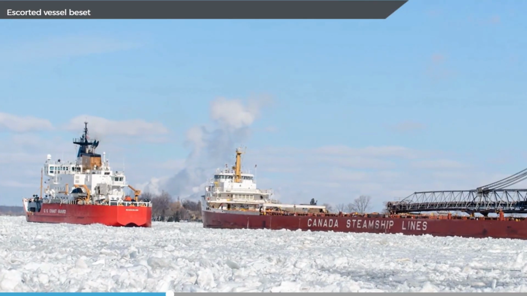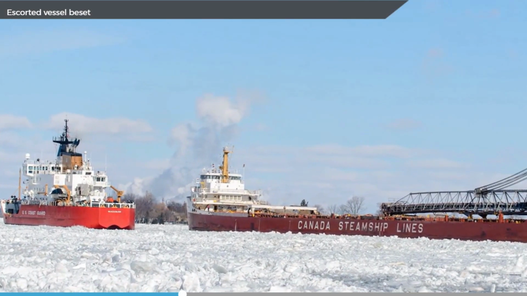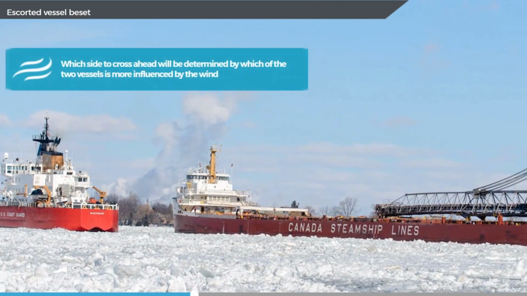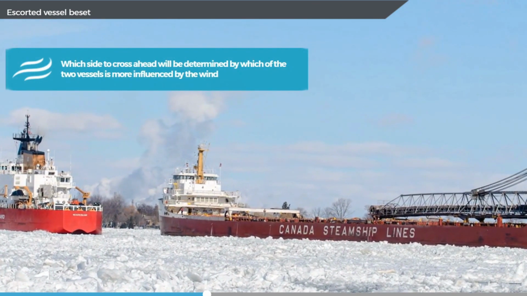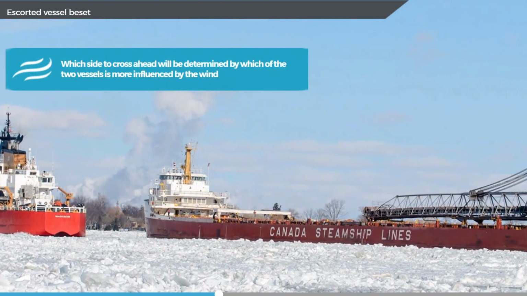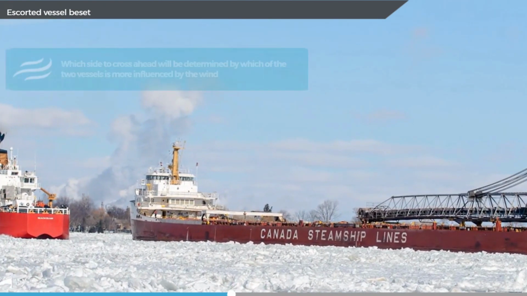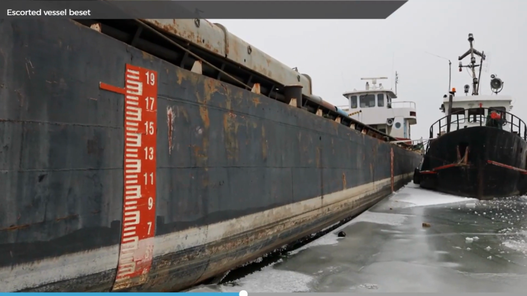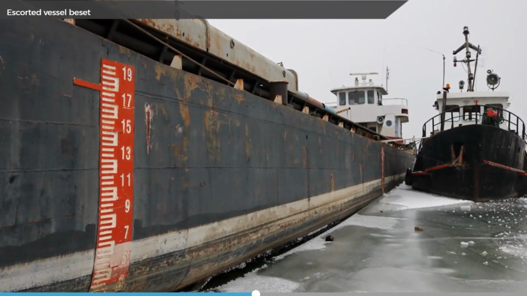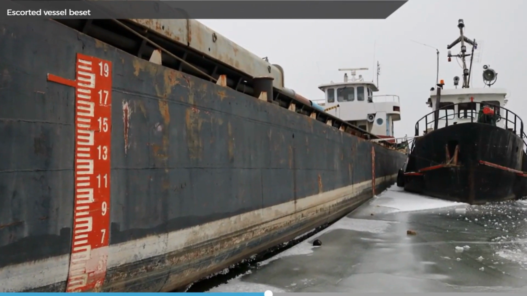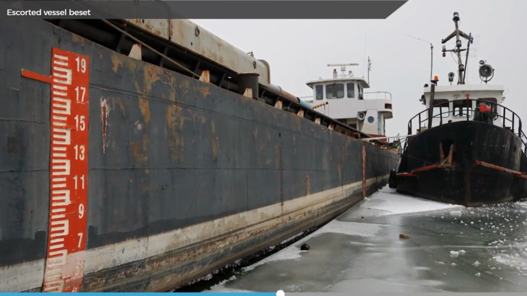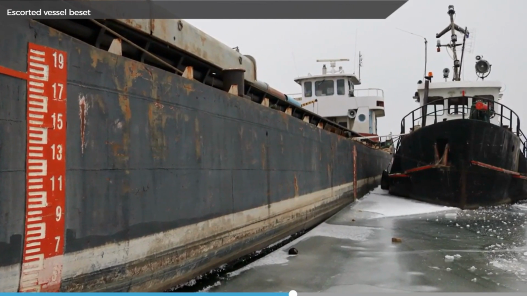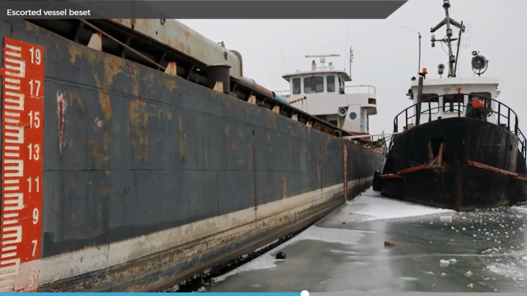The approach can be made on either side in moderate winds, but in strong winds, a decision as to which side to cross ahead will be determined by which of the two vessels is more influenced by the wind. On some occasions, the icebreaker may pass down one side of the beset vessel, turn astern of it, and pass up on the other side, thereby releasing pressure from both sides.